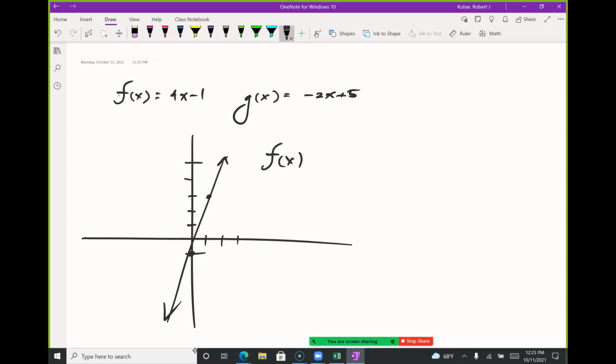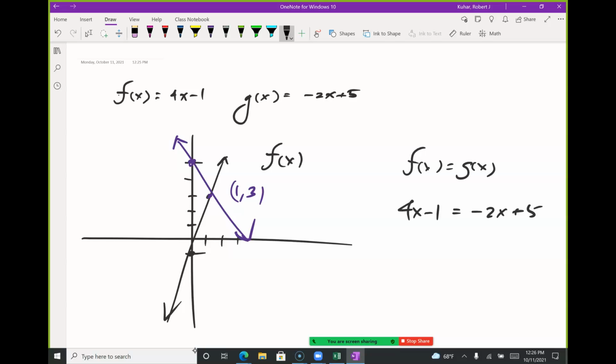G of x goes through 5 and then down 2 over 1. So g of x is here. And I know they cross at 1, 3. Of course, I could find where they cross, and I would expect you to show me where they cross using algebra, right? F of x equals g of x. Isaiah, this okay? Yeah. When 4x minus 1 equals negative 2x plus 5, so when 6x equals 6, when x equals 1, and then find f of 1, that's 4 times 1 minus 1, that's 3. So there it is. They meet at 1, 3, right?